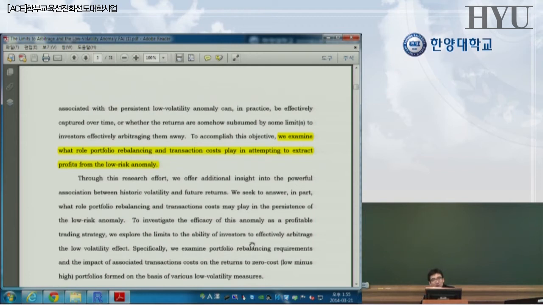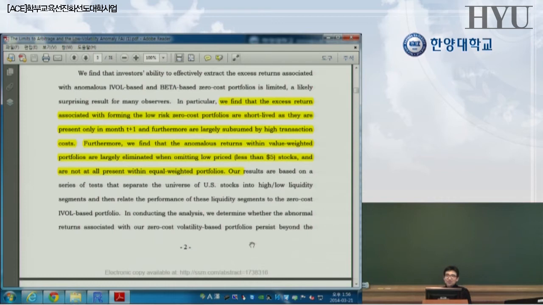We examine what role portfolio rebalancing and transaction cost play in attempts to extract the profit from the low risk anomaly. So they investigate the strange pattern from the perspective of actually implementing the strategy that you just told, 수연. Buy low volatility stock and sell high volatility stock. But in order to do that, there is maybe some transaction cost, right? Whenever we buy and sell, there is transaction cost, and then there is maybe a need to rebalance the portfolio from time to time. Whenever we rebalance, there is a transaction cost. So the authors examine that anomaly and trading strategy from the perspective of rebalancing and transaction cost. Interesting, right?